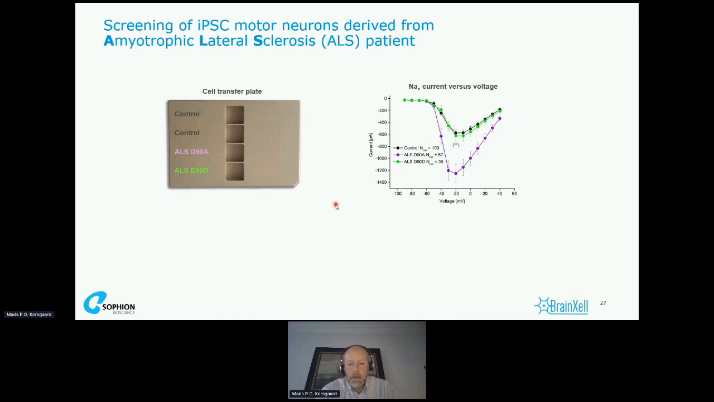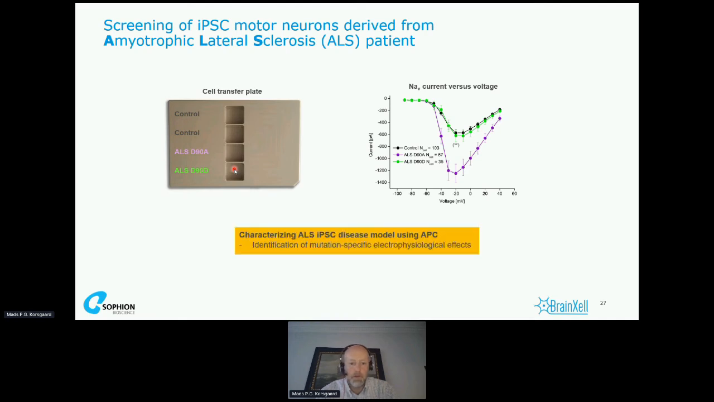In this particular line of experiments, we take advantage of this 4-chamber cell transfer plate on Qube, in which you can have, well, in this case, two times the control cells, and then the patient cells, and then the patient cells that have been rescued, and run those on one plate. And that gives you a lot of answers in just one experiment, since you have the 384 format.